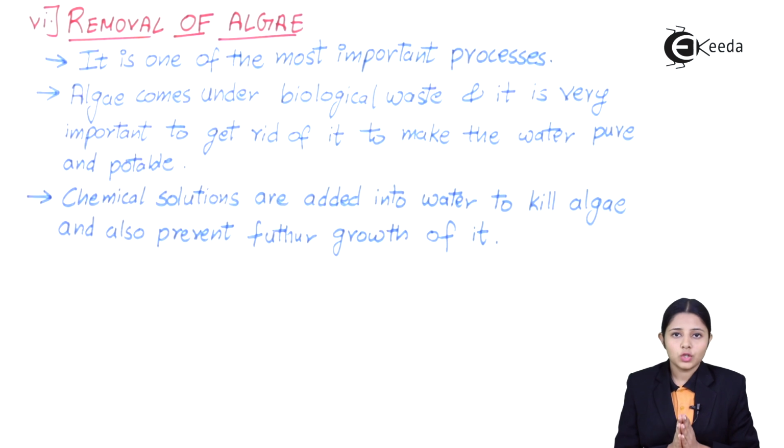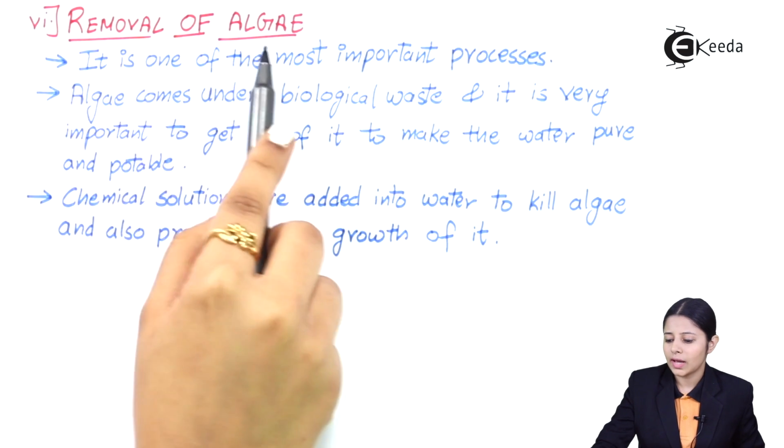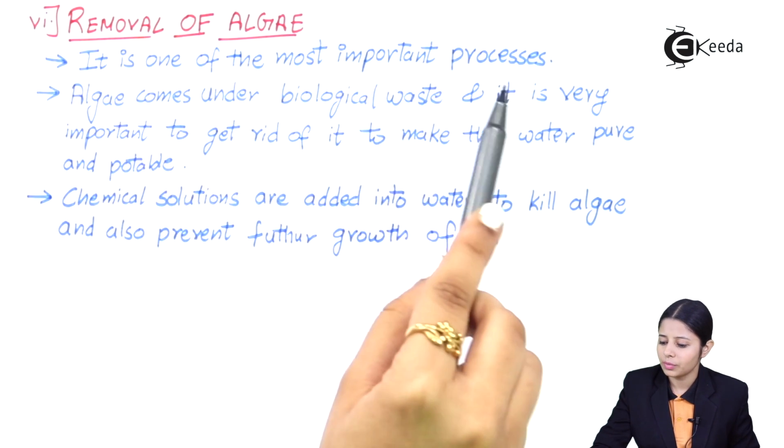The last sterilization method is removal of algae. Algae is nothing but a biological impurity of water. It is very important to remove all the biological impurities of water because they are extremely harmful if a person tries to drink it. There are many kinds of bacteria and algae which are not suitable for the human body and which try to produce certain diseases in the human body. So let us see this method. Removal of algae. It is one of the most important processes.